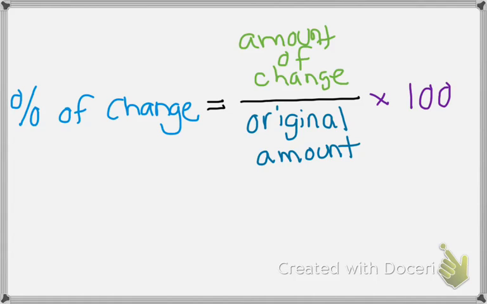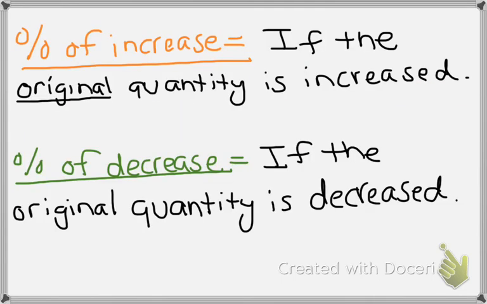Now, in the book, it does not say times 100, okay? But I think it's easier. So, in this case, here's the equation. Percent of change equals amount of change over the original amount times 100. Now, here's some other definitions. Percent of increase: if the original quantity is increased. Second one, percent of decrease: if the original quantity is decreased, and I will show you what I mean. I should have underlined this here, original, once we start getting into examples.